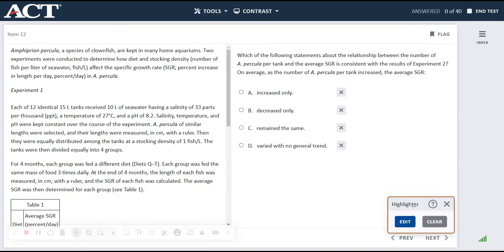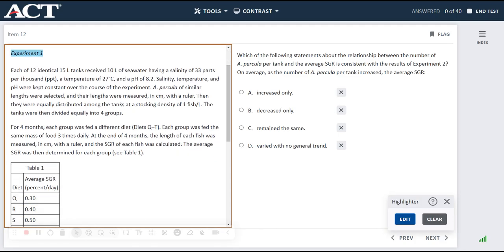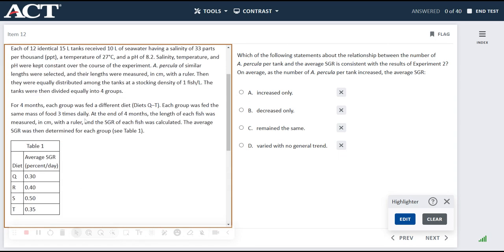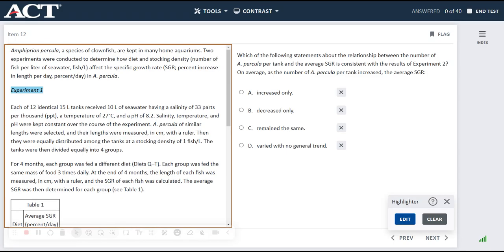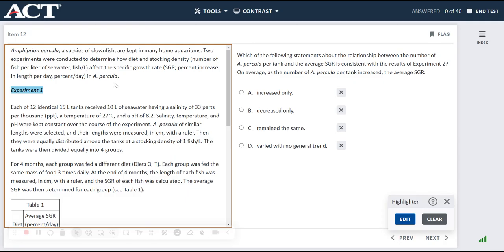The reason we know it's research is you're comparing experiments. Experiment 1, and you have another experiment, experiment 2, on this one. So two experiments, so we know it's research. You want to briefly understand the difference between the two experiments. They have clownfish and they have 12 identical 15-liter tanks filled with 10 liters of water. They're fed different diets, and the average SGR is specific growth rate.